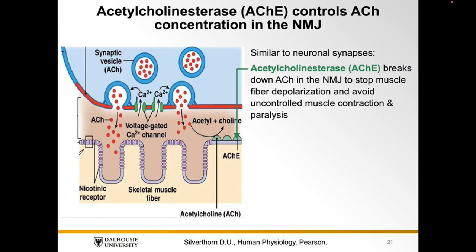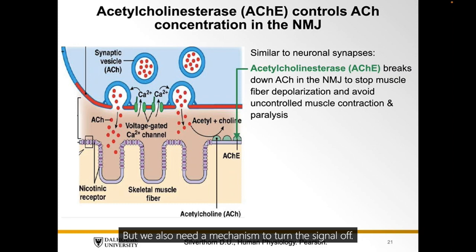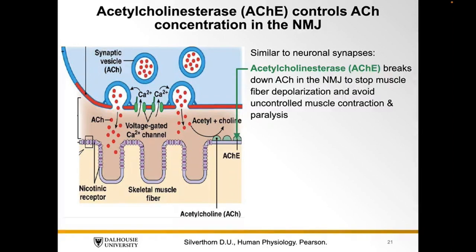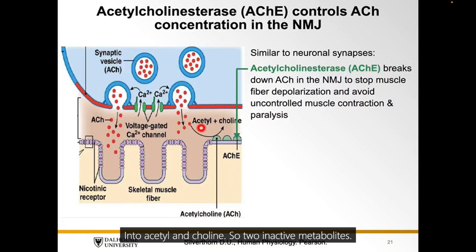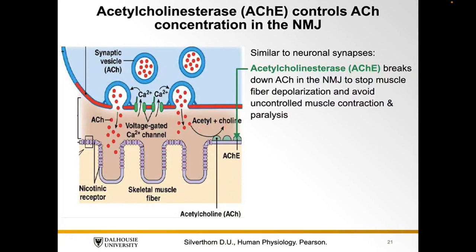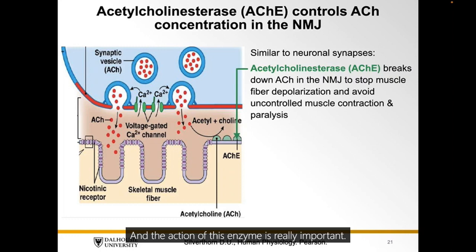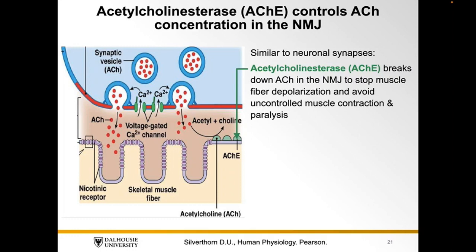Now, just like any other synapse, it's good to turn the signal on, but we also need a mechanism to turn the signal off. And in this case, it's a mechanism that we're already familiar with, and it's acetylcholinesterase. Remember that acetylcholinesterase is an enzyme that breaks down acetylcholine into acetyl and choline, so two inactive metabolites. And the action of this enzyme is really important because it prevents uncontrolled muscle contraction.